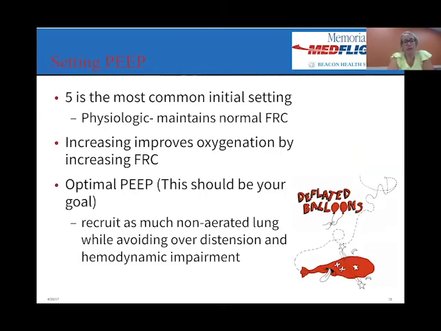Again, 5 is the most common. By increasing it, it's going to improve oxygenation by increasing your residual capacity. So again, opening those alveoli up and allowing the oxygen to exchange there. We also see this with clamping the ET tubes. If you have a patient that's really sick, and let's say you go down and you suction them and you take that PEEP out for a short period of time, you'll notice it might take a while for their oxygen level to come back up. That's kind of your PEEP coming into play.